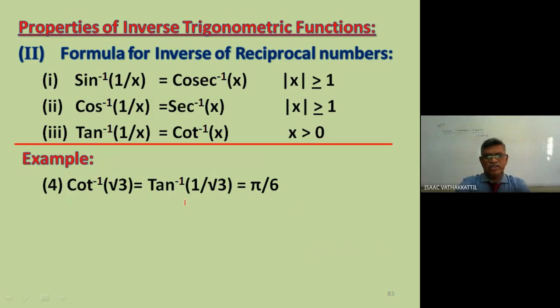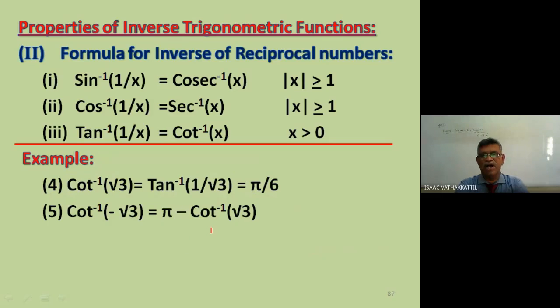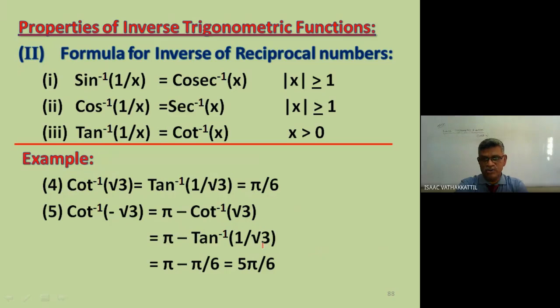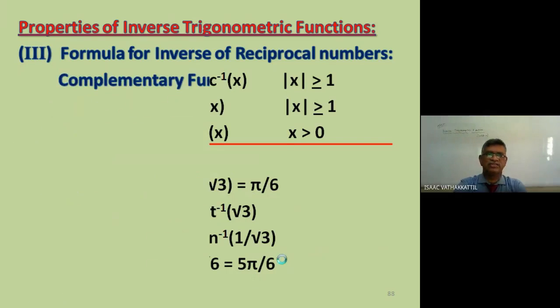Cot inverse root 3 is tan inverse 1 by root 3, that is pi by 6. If you want cot inverse minus root 3, what I prefer is that we apply result 1. We write first of all this as pi minus cot inverse root 3. This is from our result 1. This is our result 2. From our result 1, we have cot inverse minus x is pi minus cot inverse x. So this is how we circumvent when we encounter cot inverse minus root 3. That is pi minus cot inverse root 3. That is pi minus tan inverse 1 by root 3. That is pi minus pi by 6. That is 5 pi by 6.